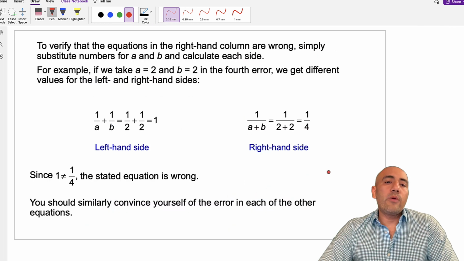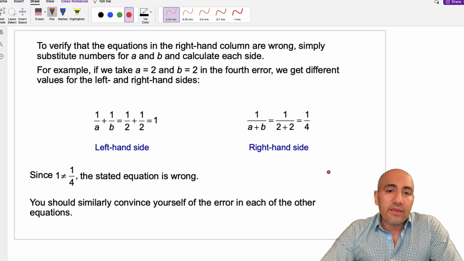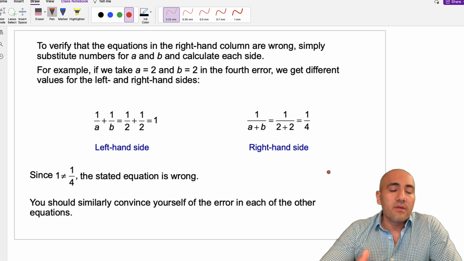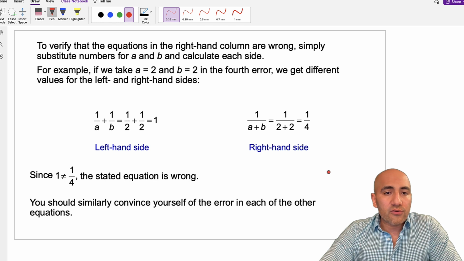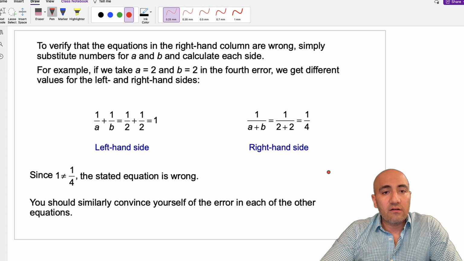To verify that the equations in the right column are wrong, simply substitute numbers for a and b and calculate each side. So pick some simple, basic numbers, 2, 3, plug them in, replace the a and b by those values, and confirm for yourself that the rule just doesn't make sense.